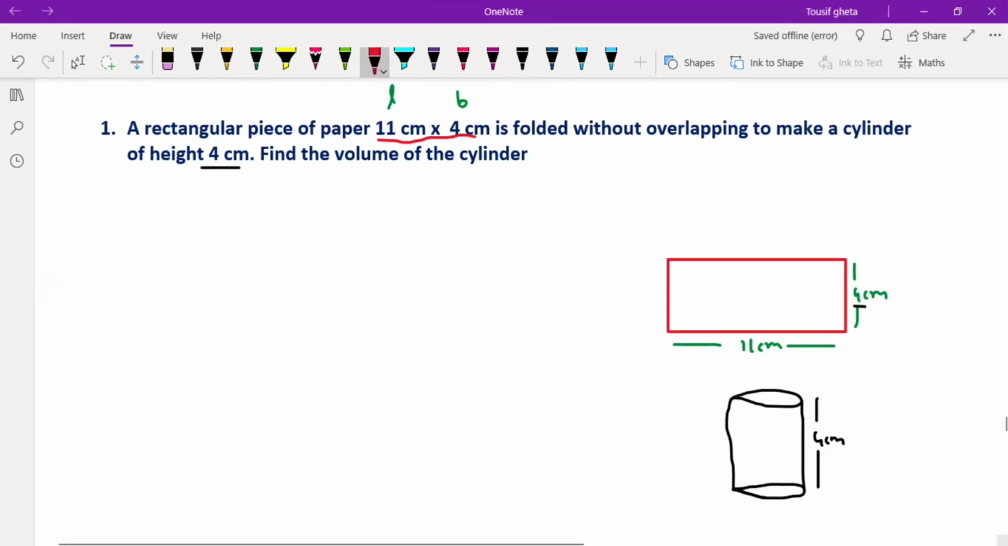As you can see, the base of the cylinder is in circular shape. The length of the rectangular piece of paper is given as 11 centimeter. That 11 centimeter is the perimeter of the base of the cylinder. The base of the cylinder is in the shape of a circle, so you can call it the circumference or perimeter.